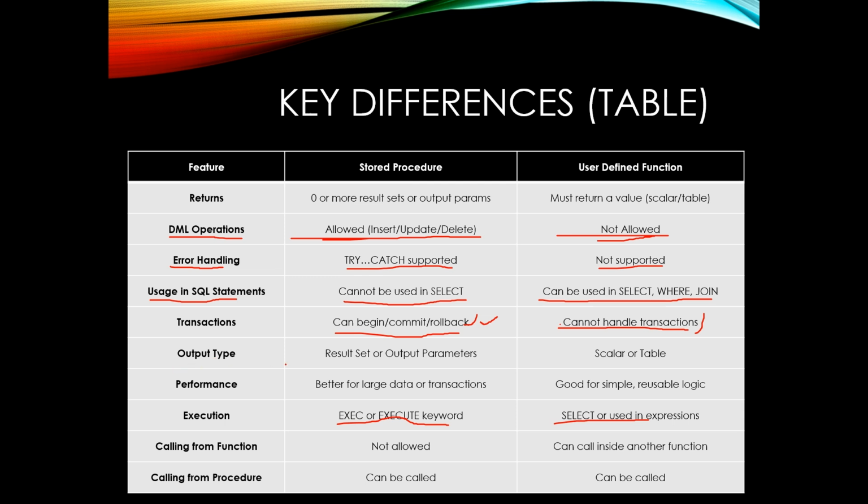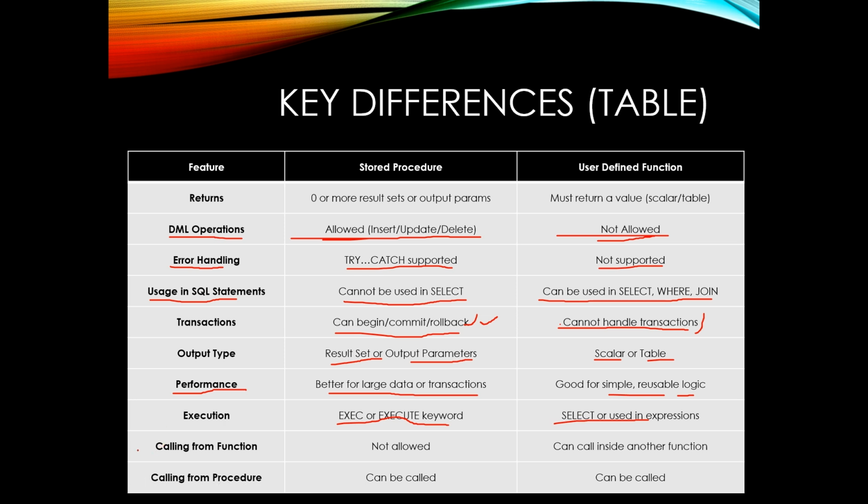If talking about output type, a stored procedure provides result sets and output parameters. And if talking about functions, it is in scalar form or table-valued form. If talking about the most important thing, performance, stored procedures are better for large data or transactions, and a function is good for simple reusable logic.